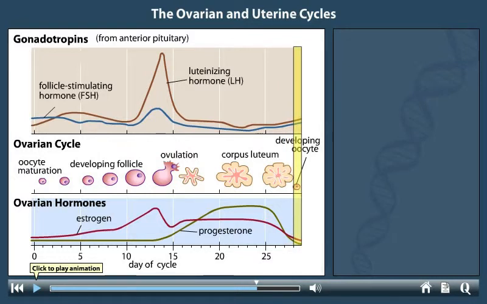LH, or a hormone produced by an implanted embryo, is required to maintain the life of the corpus luteum. At the end of the cycle, if an embryo is not implanted, the corpus luteum degenerates. When the corpus luteum degenerates, it no longer releases estrogen and progesterone.